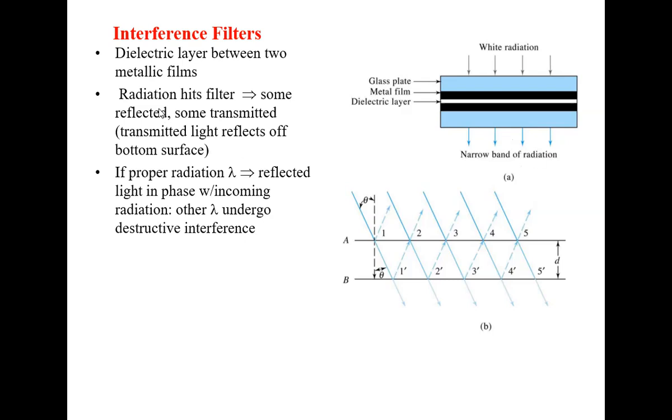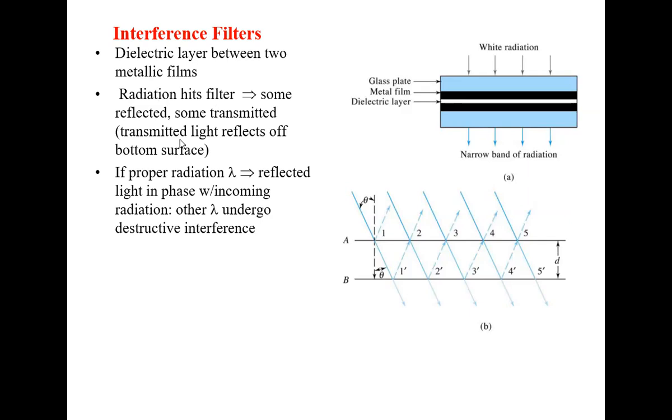band of radiation. So the radiation strikes the filter, and some will be reflected by that glass plate, some will be transmitted, and the transmitted light will reflect off the bottom surface. But before it reflects off, you can see it goes through the dielectric layer. Dielectric layers, by their very nature, are good insulators, but they are capable of storing charge, all right? So that's what a dielectric layer is. So the light is then transmitted, it's reflected off the bottom surface. So you see, that's where you have the light coming off.